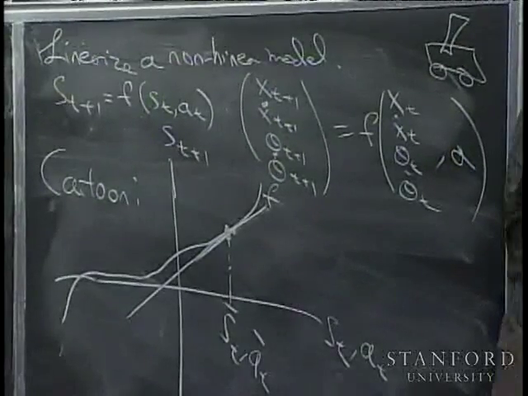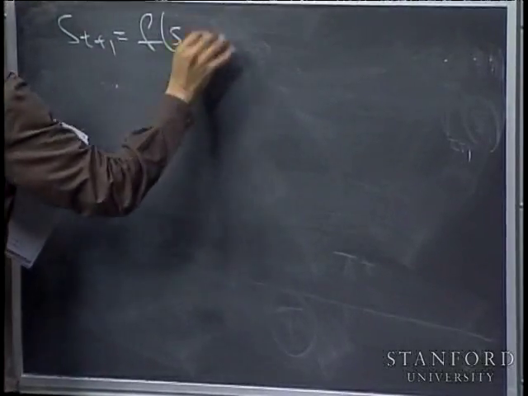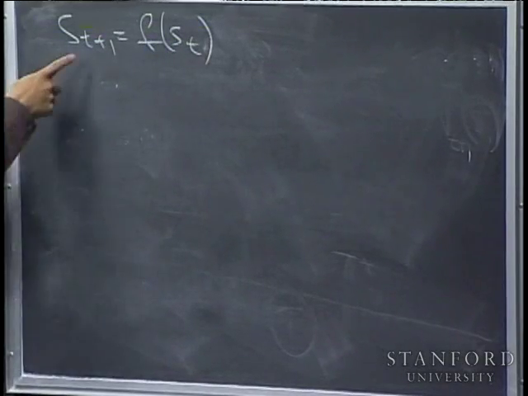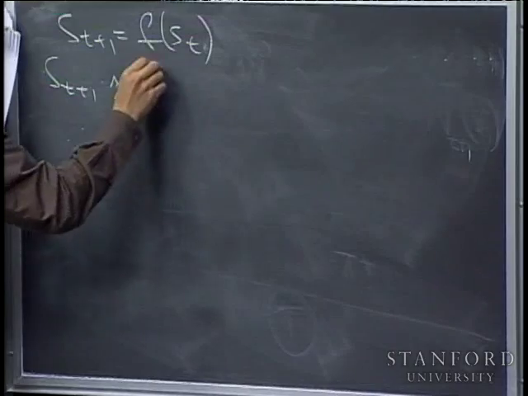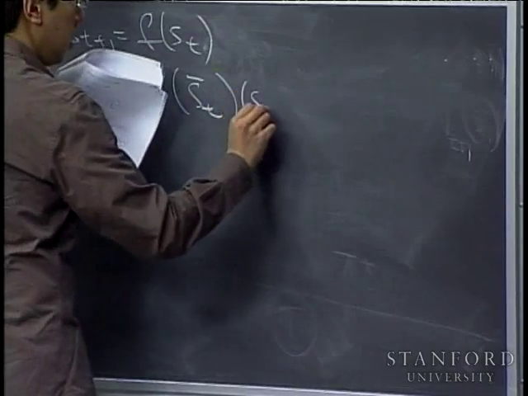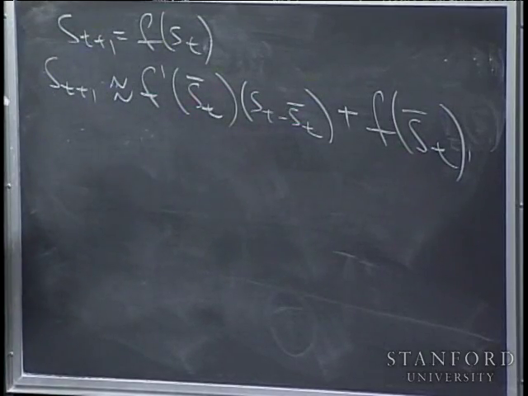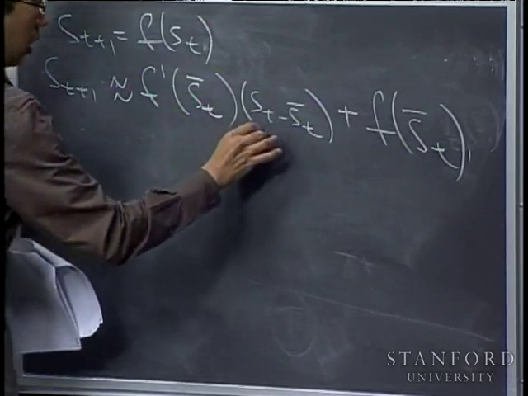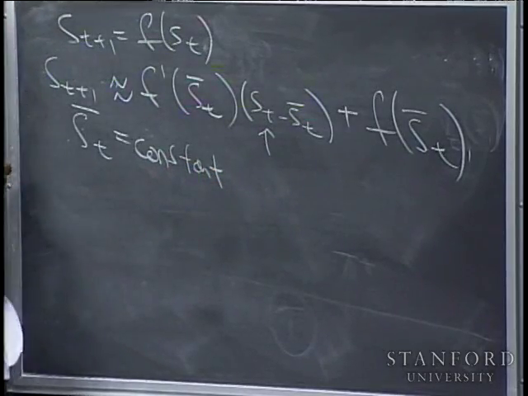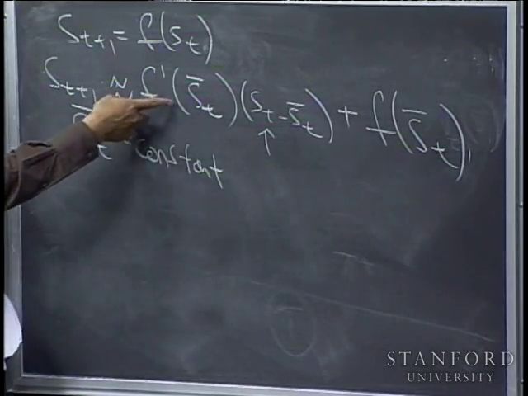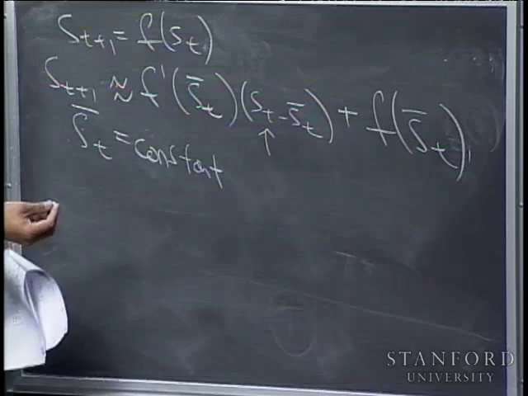Just to write this out in math, I'll write out the simple case first and the fully general one in a second. Suppose the horizontal axis was only the state, so let's pretend there are no actions in the MDP now. If s_{t+1} is just some function of s_t, then that linear function I drew would be s_{t+1} approximated as f prime evaluated at some point s bar t, times (s_t minus s bar t), plus f of s bar t. With this, you've expressed s_{t+1} as a linear function of s_t. And just note that s bar t is a constant. It's not a variable. So does that make sense? s bar t is a constant. f prime of s bar t is the gradient of the function f at the point s bar t. And this is really just the equation of that linear function. And so you can then convert this to A and B matrices.